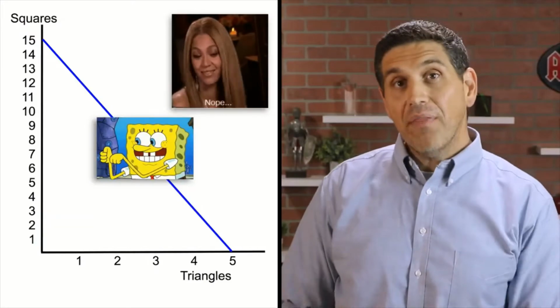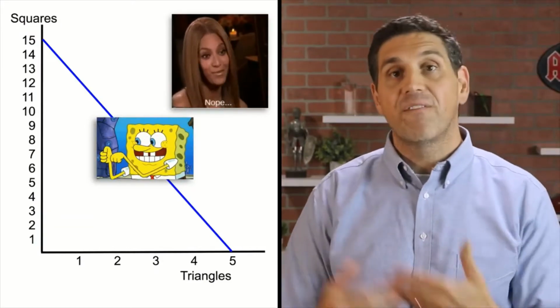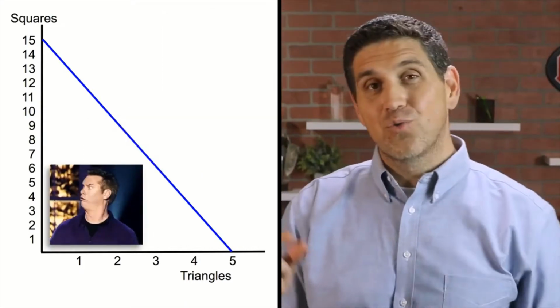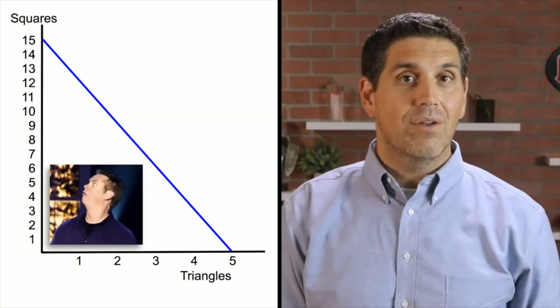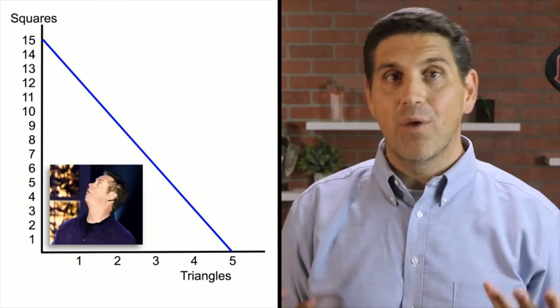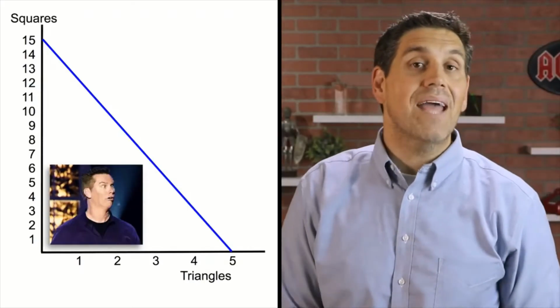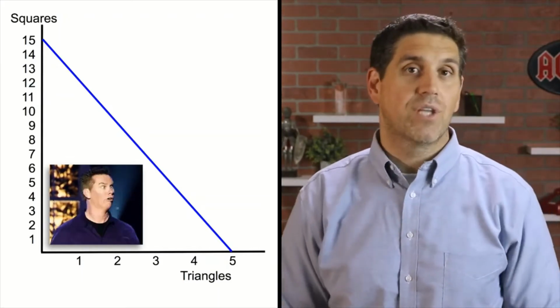Any combination on the graph is possible, and it shows the idea of efficiency because I'm using all of my resources to the fullest. Now imagine instead I produce 1 square and only 1 triangle. Now obviously I'm underutilizing my resources. The pencil and my time is being wasted. So any point inside the curve is inefficient because I'm not using all of my resources.